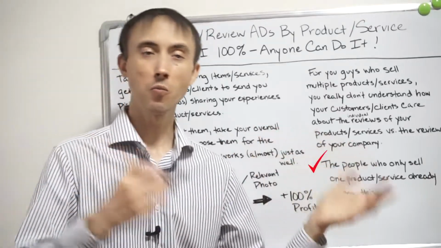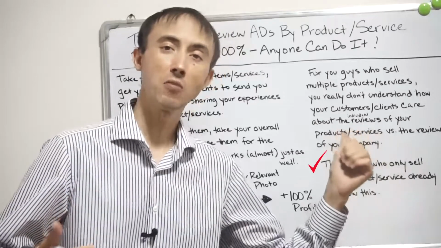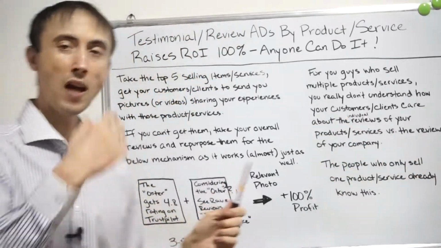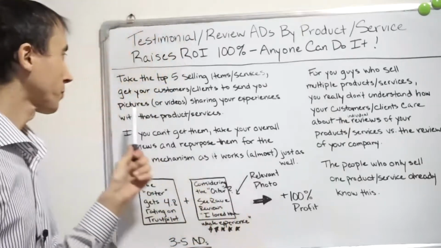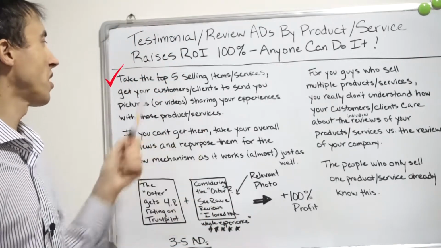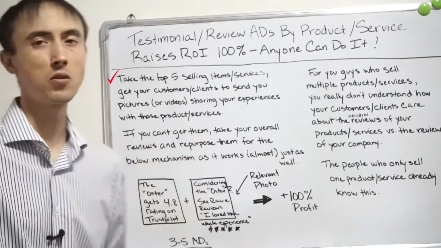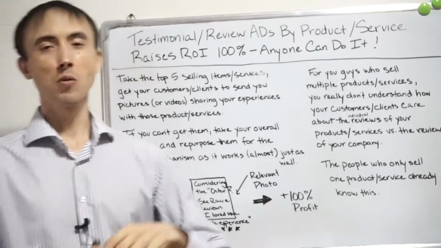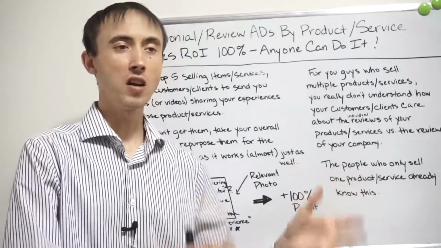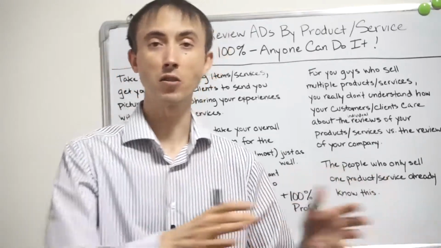Could be another thing, could be certain items aren't profitable. This can push you over the edge to get you profitable. But essentially, you've got those top 5 items. You're going to get your customers or clients to send you pictures or videos sharing their experiences with those products or services. So basically, more than anything, your customers want to know what other customers think of that individual product or service.